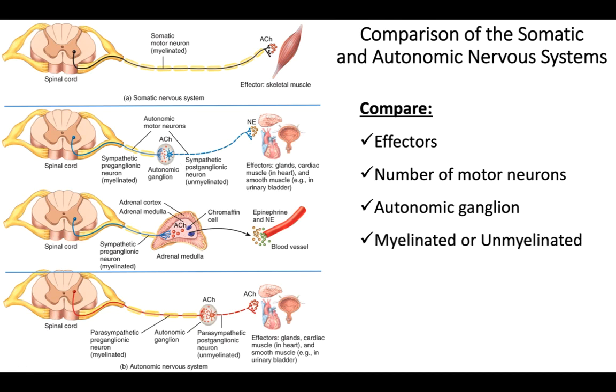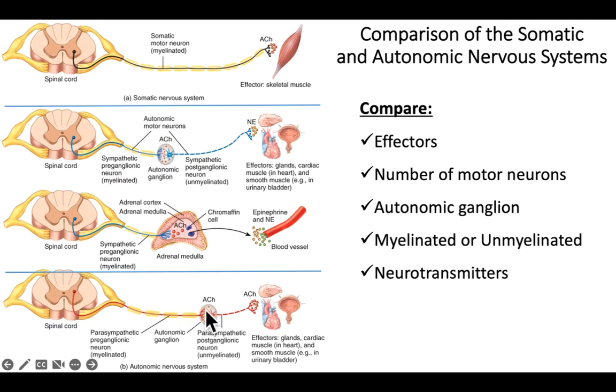Myelinated versus unmyelinated. Somatic motor neurons are myelinated, and all of these preganglionic neurons are myelinated. Postganglionic are unmyelinated. Neurotransmitters. So you'll notice you got a lot of ACh, a lot of acetylcholine. Somatic uses acetylcholine. Preganglionic releases acetylcholine.